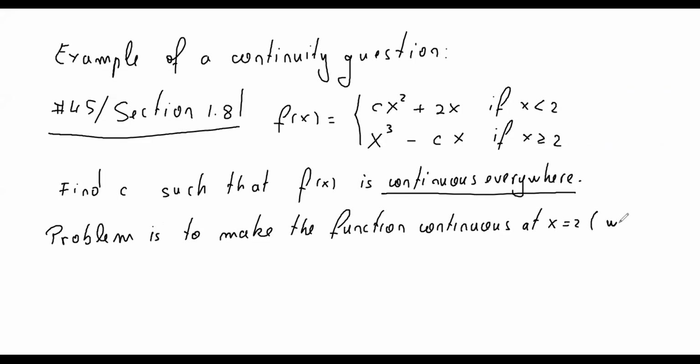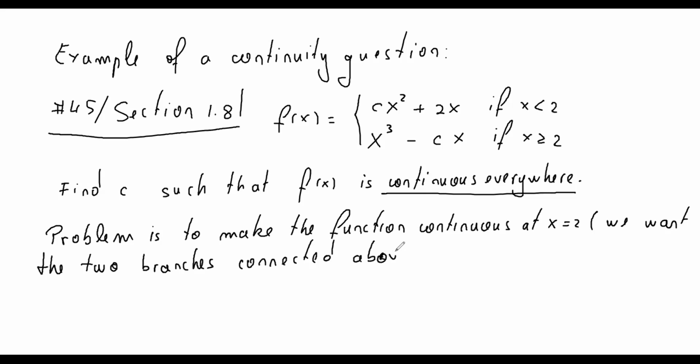In other words, we want the two branches. We saw that there were two branches, right? So we want the two branches connected above x equals 2. We want them connected there. And what do we do to connect them? So basically, what we do, folks, we're gonna say we want the limit, and this is a key part here.